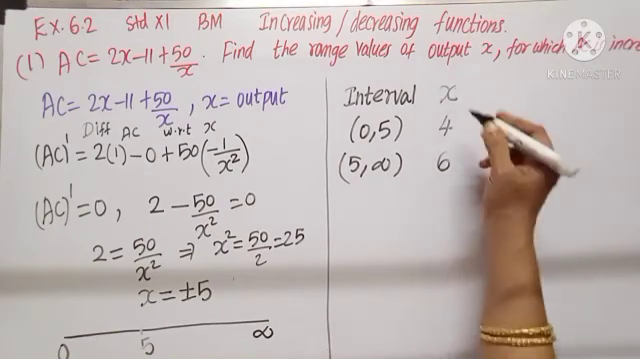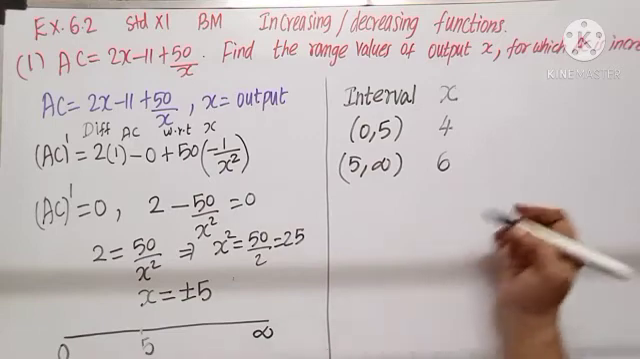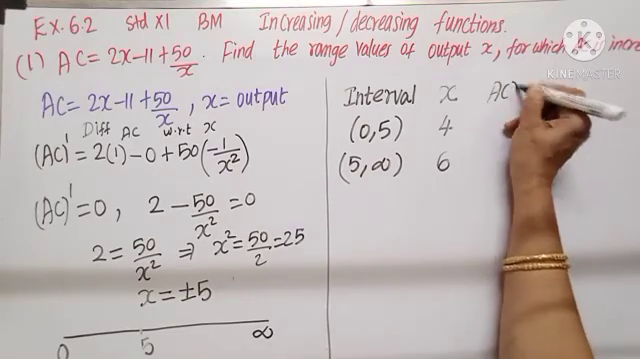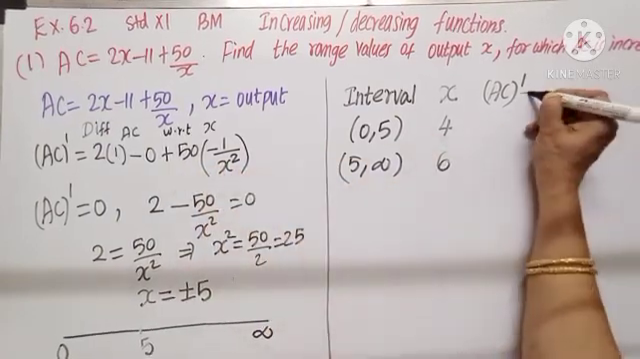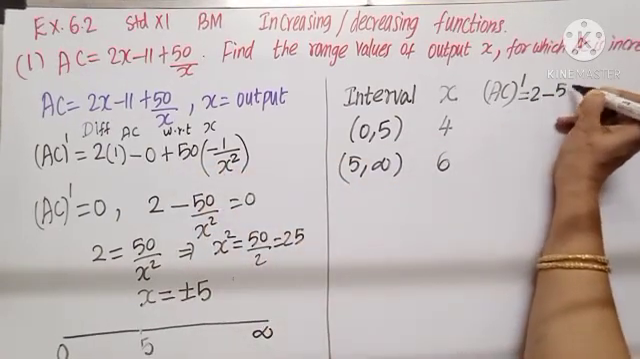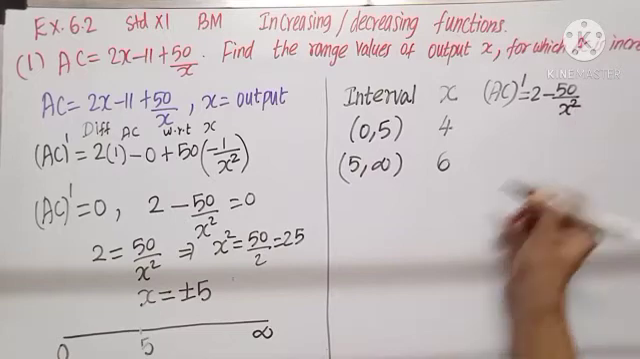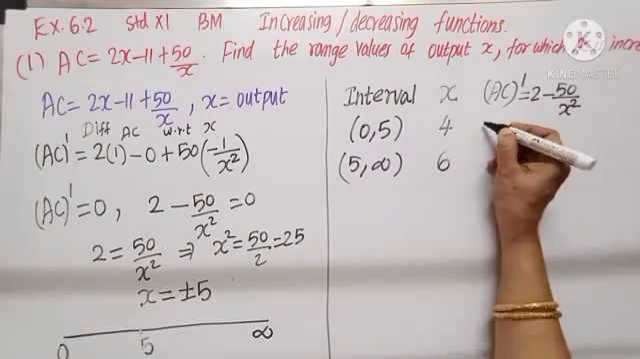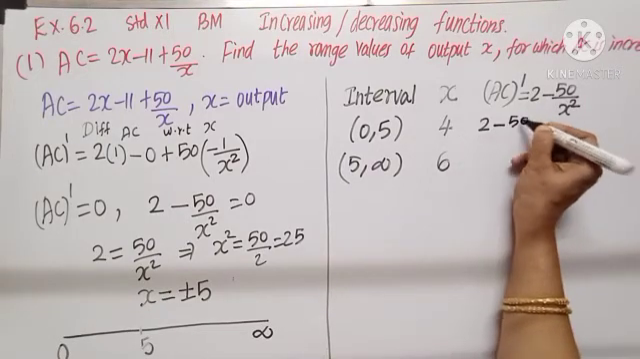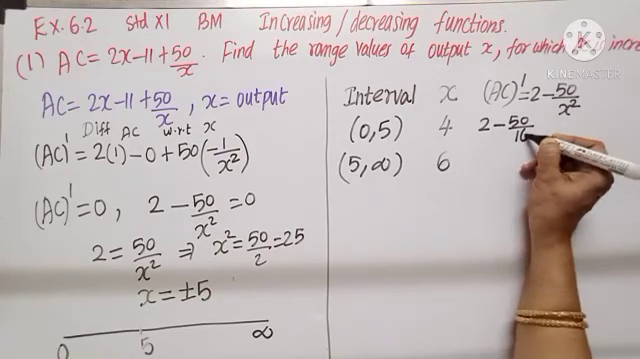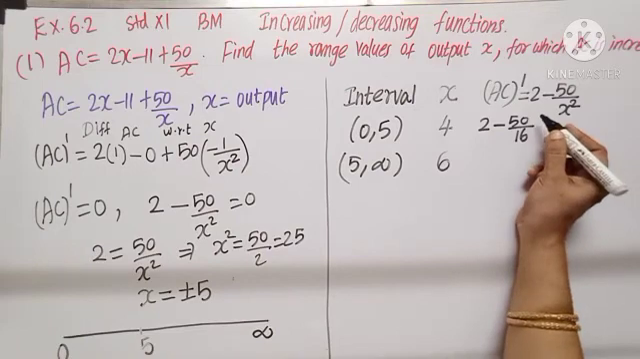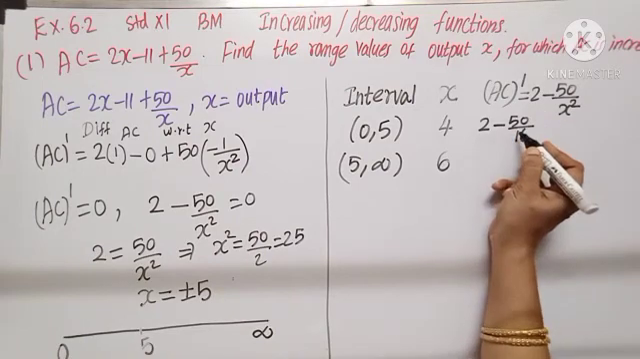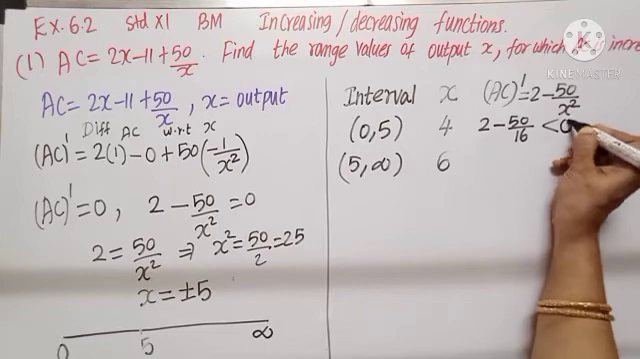Substitute these values in the derivative, that is AC dash. What is AC dash actually? 2 minus 50 by x squared. As I substitute 4, 2 minus 50 by 4 squared, which is 16, 50 by 16 is 3 point something. 2 minus this is less than 0.